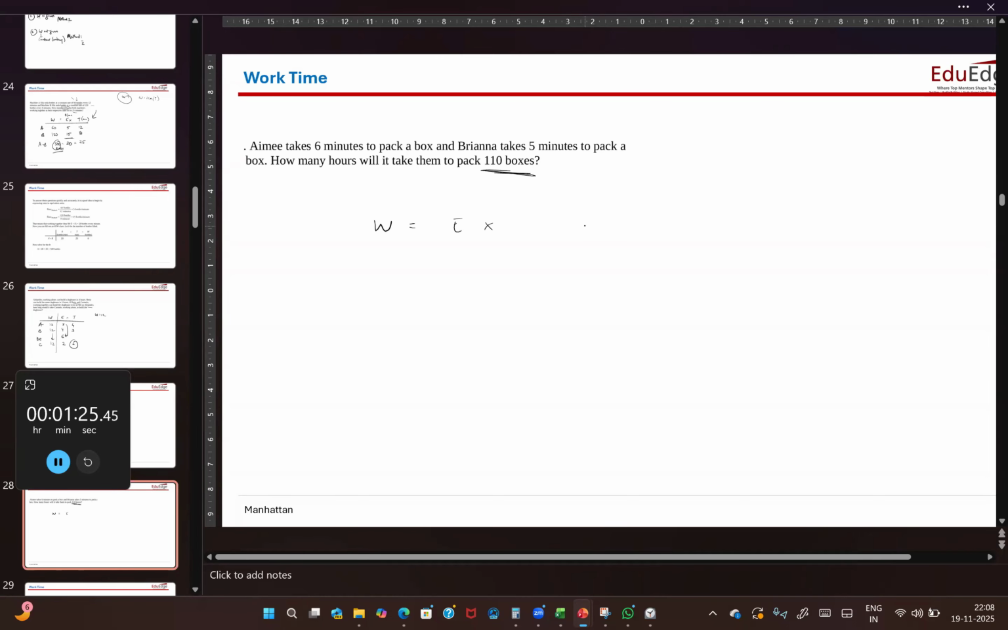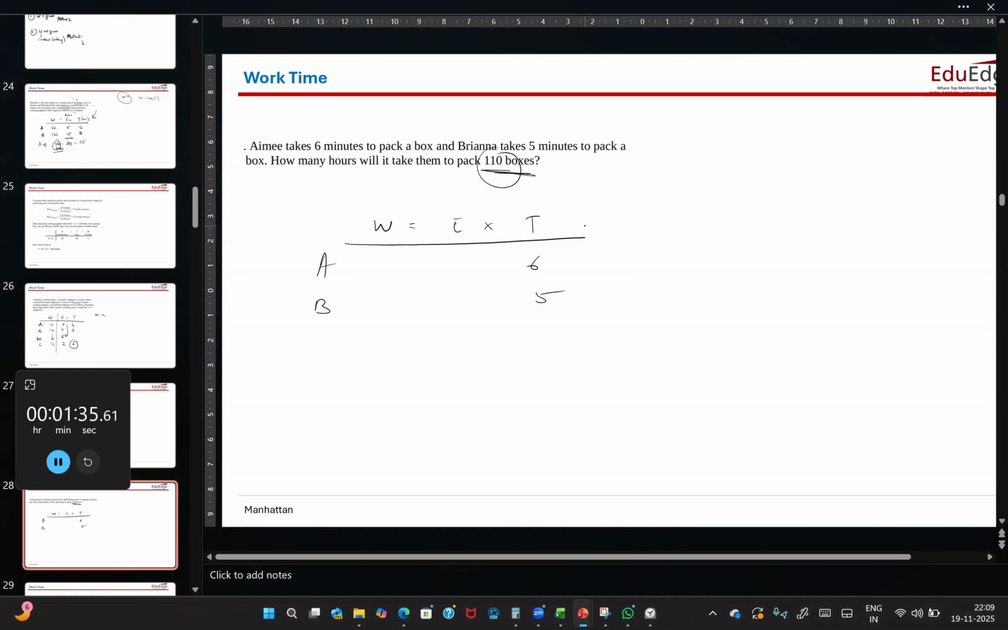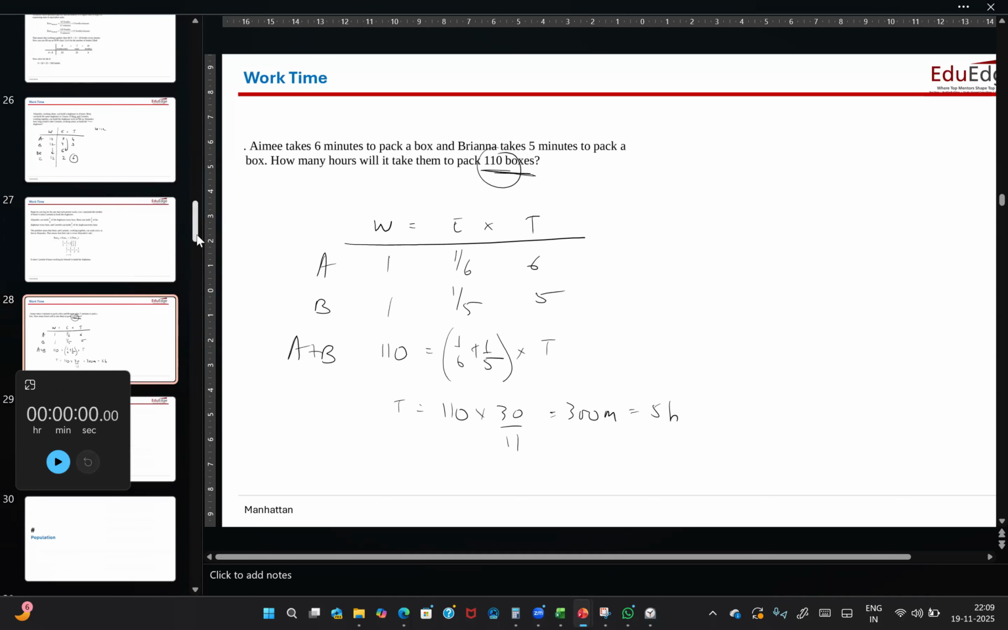So once you are clear with which method to use, one or two, then it's easy, right? A is 6, B is 5. The work changes here, and hence I will avoid LCM and use the unitary method. So the efficiency is 1/6 and 1/5. A plus B together is 1/6 plus 1/5. The work to be done is 110. So T is equal to 110 into 30 divided by 11, which is 300 minutes, 5 hours. Simple, right? So even complex varieties can be solved.